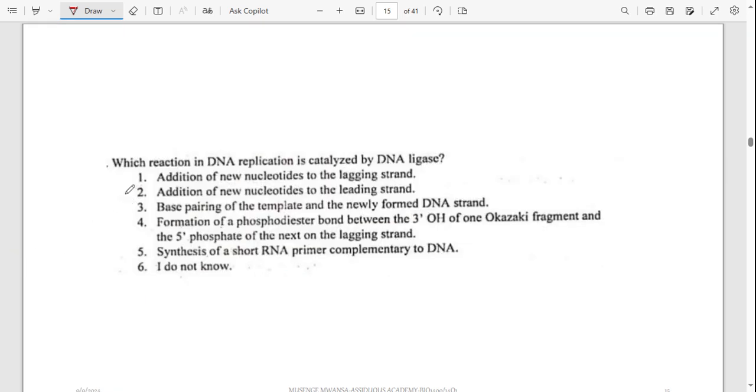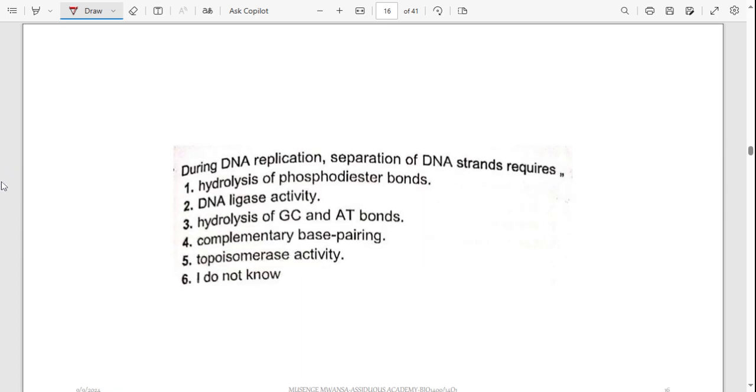Which reaction in DNA replication is characterized by DNA ligase? Remember, it is the formation of phosphodiester bonds in the lagging strand. Addition of new nucleotides to the lagging strand? Addition of new nucleotides in the leading strand? Base pairing of the template and the newly formed DNA? Not really. Formation of phosphodiester bonds between the 3' hydroxyl of one Okazaki fragment and the 5' phosphate of the next on the lagging strand. This is the one. Synthesis of the short RNA primer? Not really. So why was the first one wrong? Addition of new nucleotides. We don't really add nucleotides; we are just forming phosphodiester bonds between nucleotides which are already there.